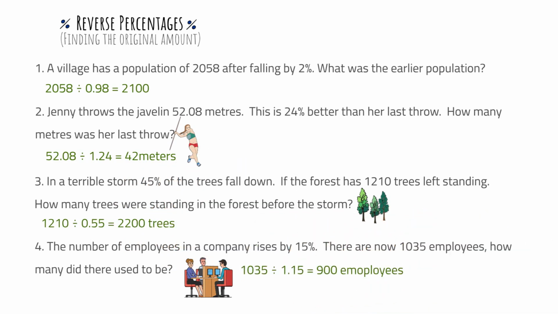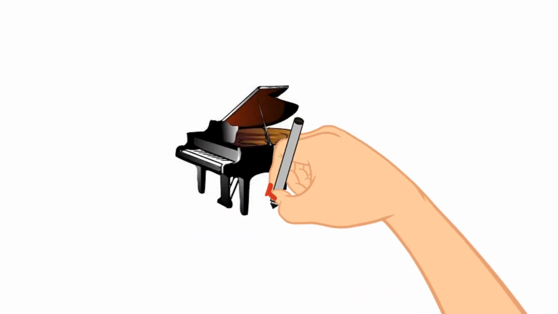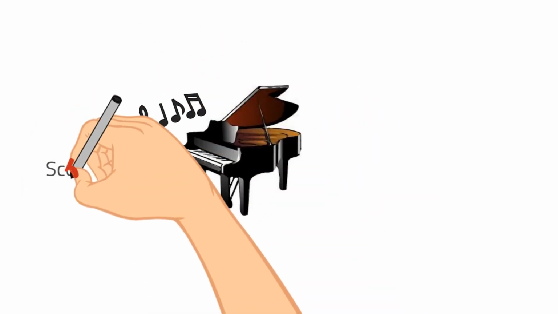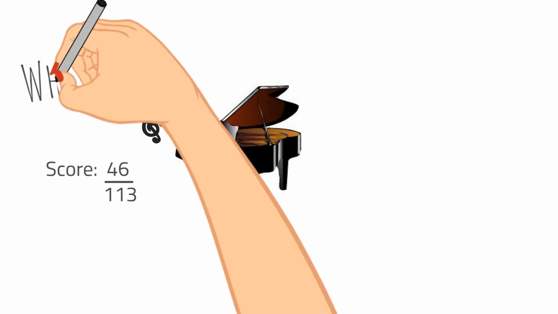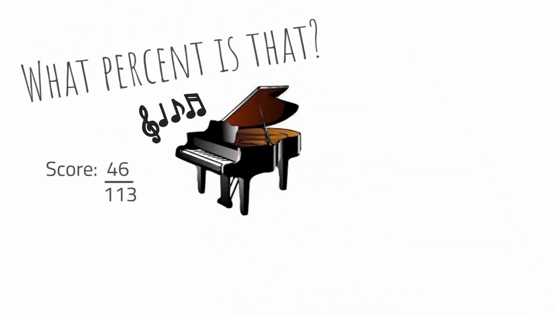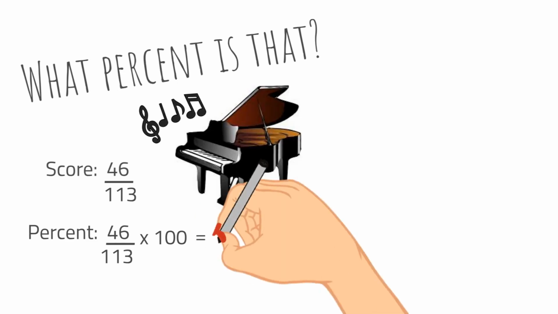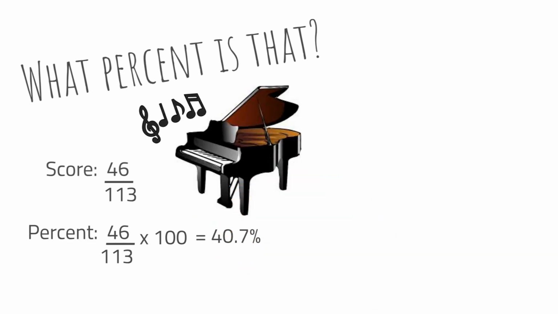Now let's look at something you should all be used to doing. Let's say I have a piano performance exam and I score a very low 46 out of 113. I know I've probably failed because I played the whole thing in the wrong key, but I want to know what percent that is. Well, this is so easy to do. To find the percent, I just do 46, divide by 113, and then times by 100. And I scored a 40.7% on my exam.